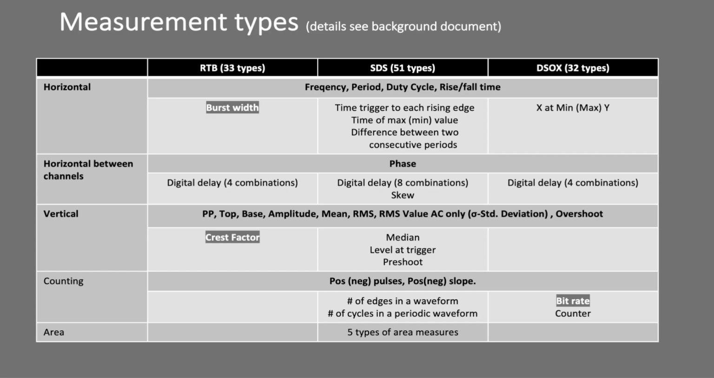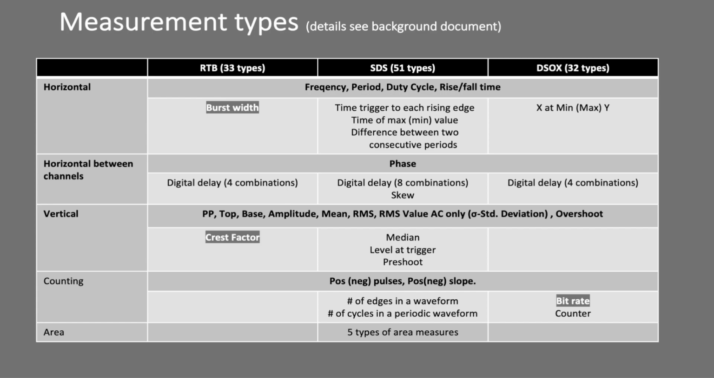There's the mean, same as the average. There's root mean square for the AC component only, overshoot type of measurement that's offered by all the devices. There's also some specific functionalities offered only by one or two devices, and I particularly like the crest factor, and I will mention that a little bit later on as well when I'm going to demonstrate the devices.